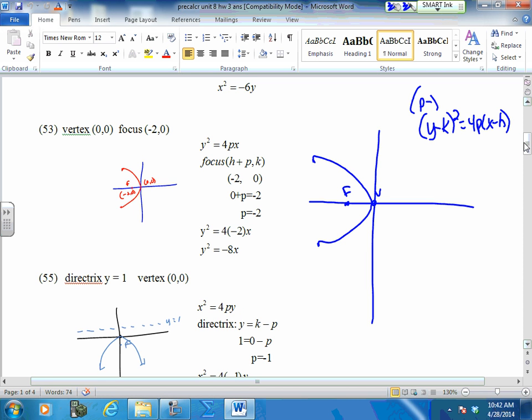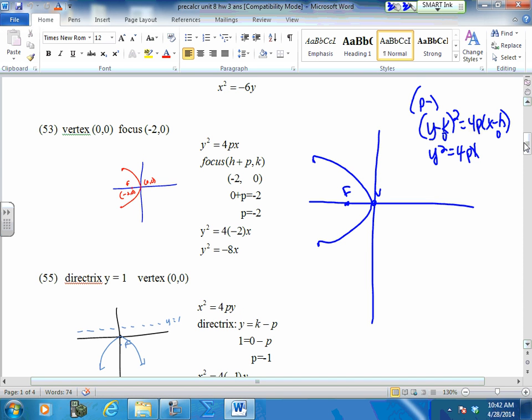Now, we plug in what we know. They gave us the vertex, (0, 0), so plug in a 0 here and a 0 here. So y squared equals 4px, that's an x. Now we look to see if we can find P.